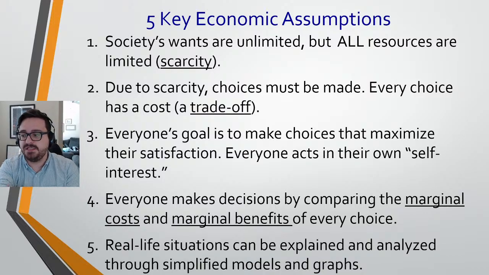So the definition of economics is the study of the choices that we make due to scarcity, right? So scarcity is rule number one. Rule number two, because of scarcity, we gotta choose. And every time we choose, there's a cost. We're always giving something up. It's always some kind of trade-off when it comes to making a choice. Those first two things we've already basically covered. The next three are more pertinent to today. Three, everyone's goal is to maximize their satisfaction. Everyone acts in their own self-interest. That is, in the real world, not true. In the real world, we know that some people act selflessly sometimes.